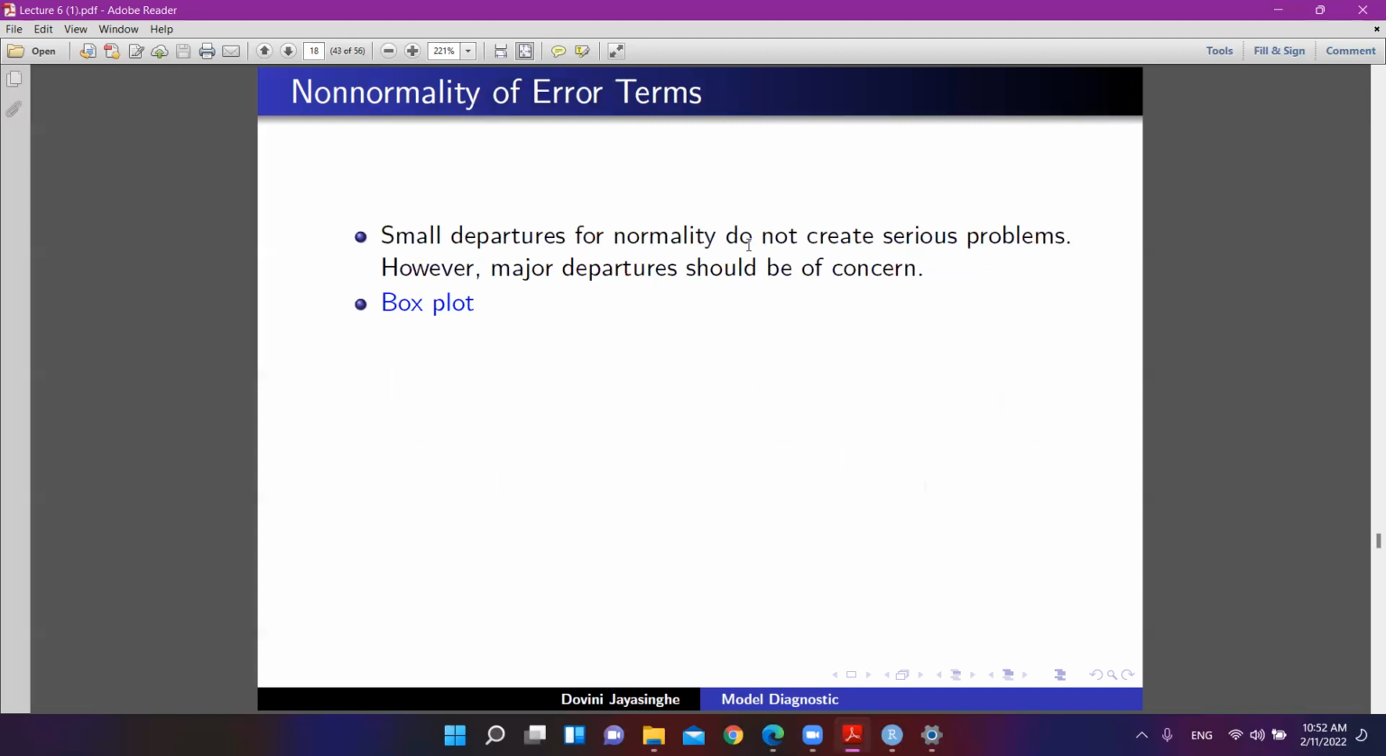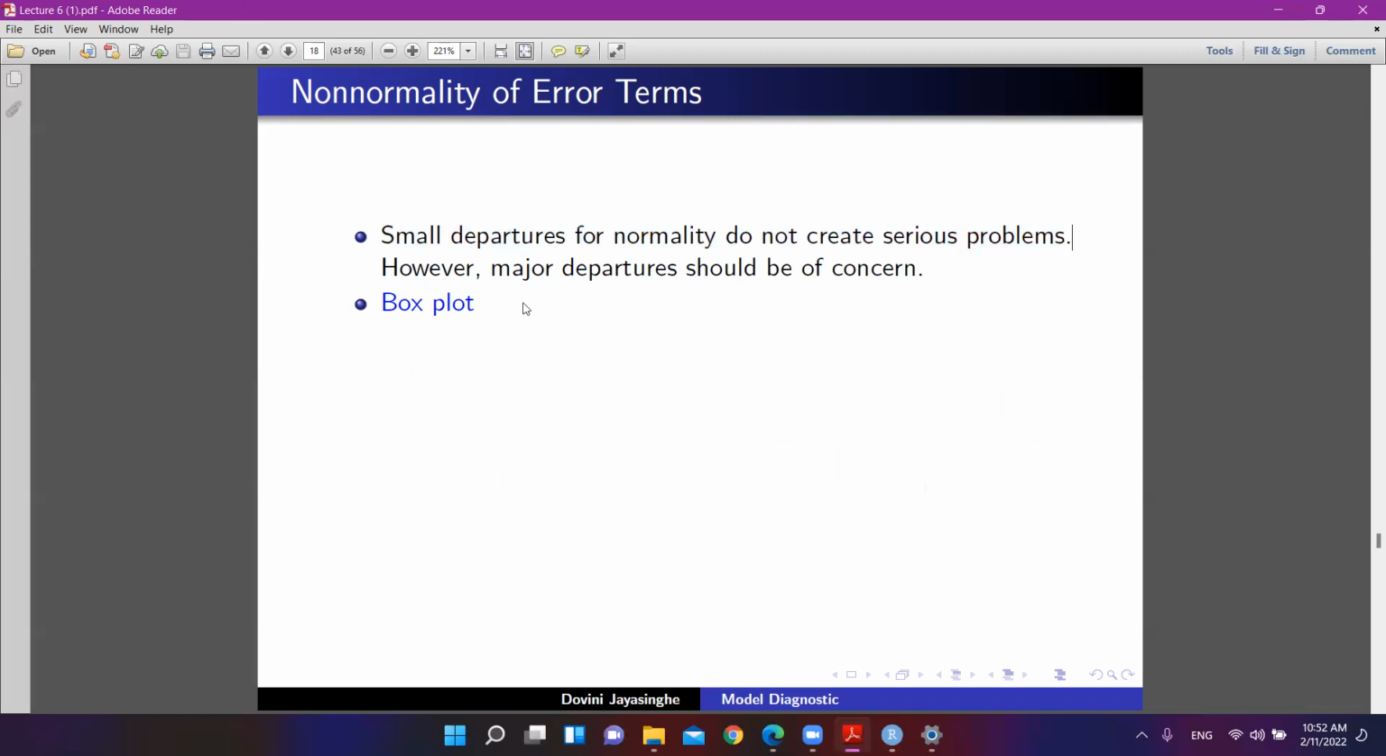Small departures from normality do not create serious problems. So yes, we assume normality, but very small departures from normality are not serious. However, major departures should be of concern, right? You have to do transformations and all that if it is not normal. If it is slightly not normal, you can just ignore that, because it really depends on the sample that you have collected.